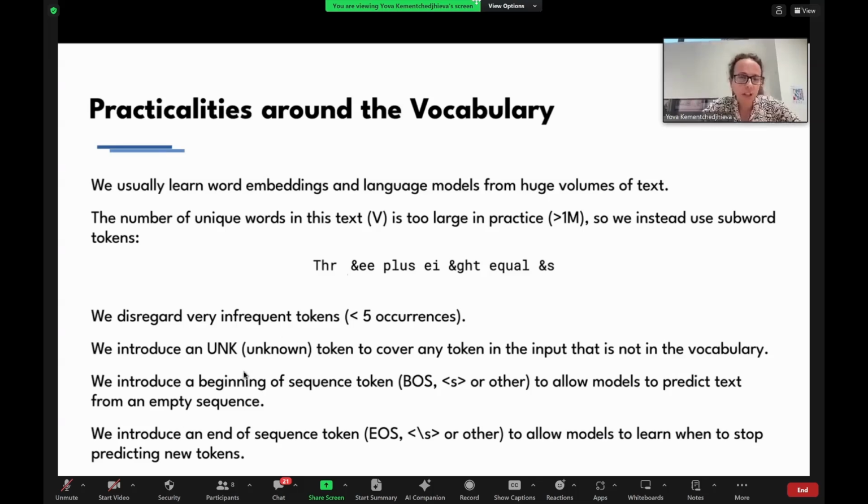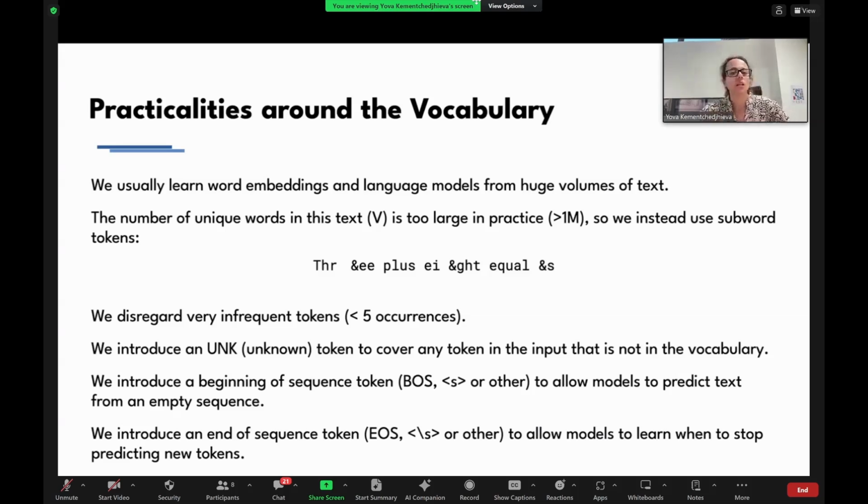So the next thing I want to mention is that still, even with this technique, we might end up learning quite a large vocabulary. And what we would want to do in that case is to disregard very infrequent tokens. We might set a threshold of a minimum of 5 occurrences, for example, for a token to end up in our vocabulary. We would also often introduce an UNK token, standing for unknown token, to cover any tokens in the input that is not in the vocabulary.